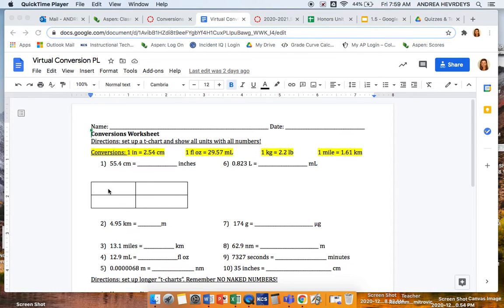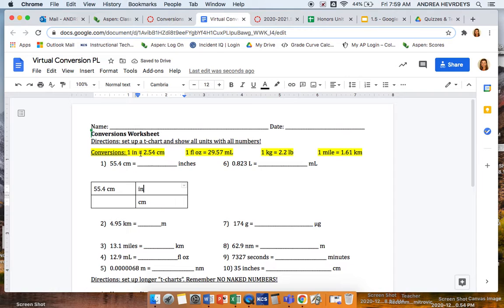So if we take this first example right here, the given always goes in the first box. So I'm just going to type that in there. You could copy paste. It's really up to you. And then I know that I'm going to use this conversion because I'm starting with centimeters, and that first question is asking for inches. So I know that centimeters has to go below to cancel, and that inches is going to go on top.